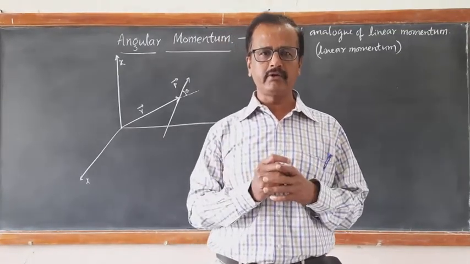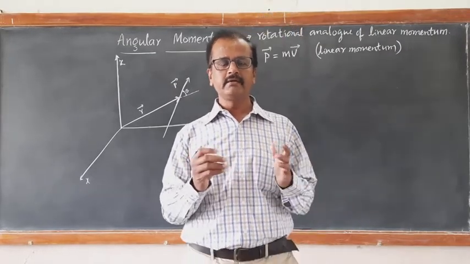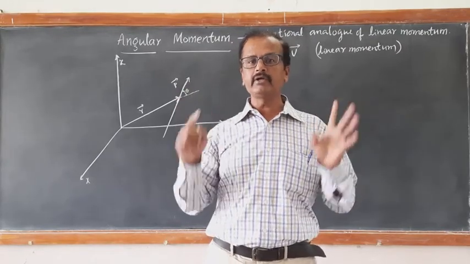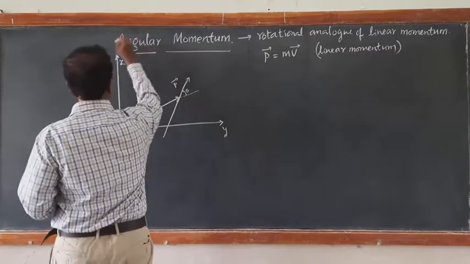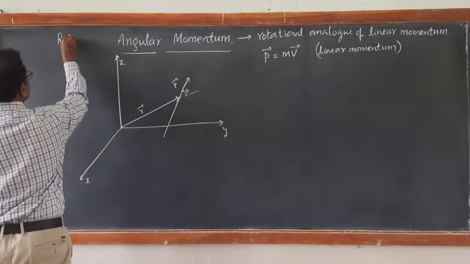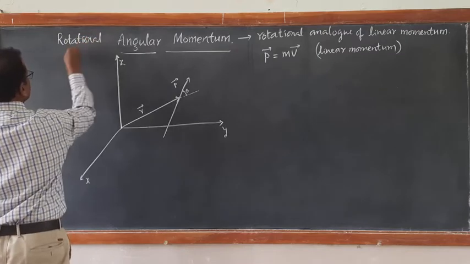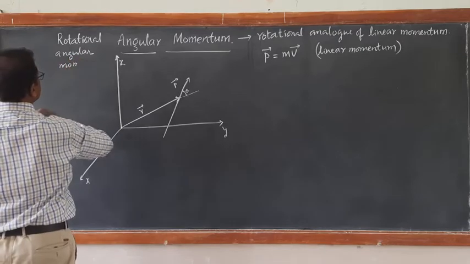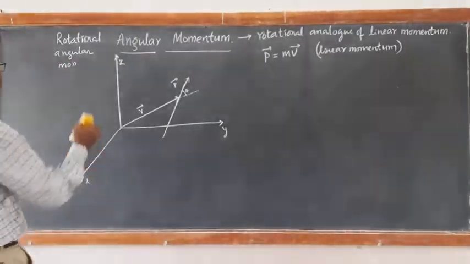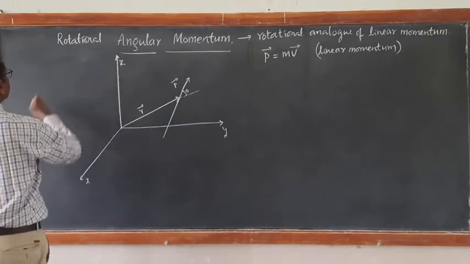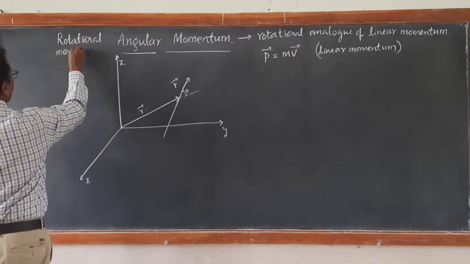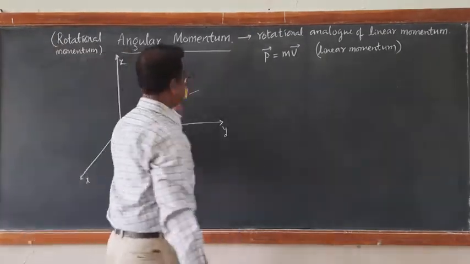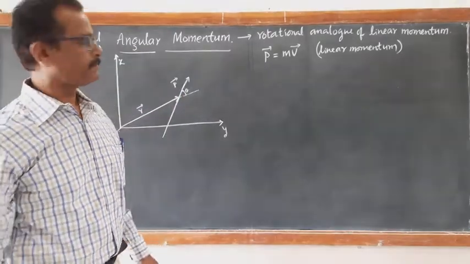Then how to define angular momentum? In a rough manner, we can say it is the momentum of a particle in rotational motion, or rotational momentum. So this angular momentum is also a vector quantity. Now let us study what is the angular momentum of a single particle.